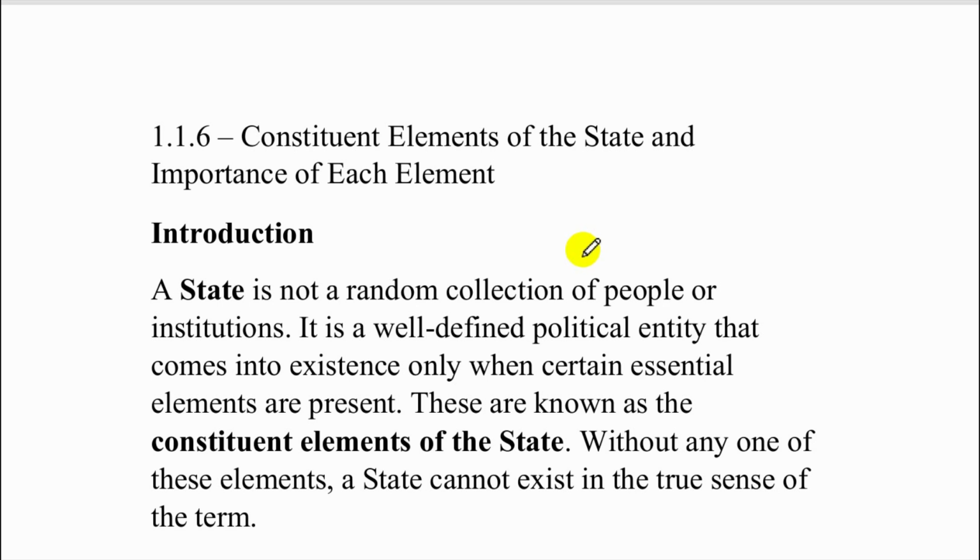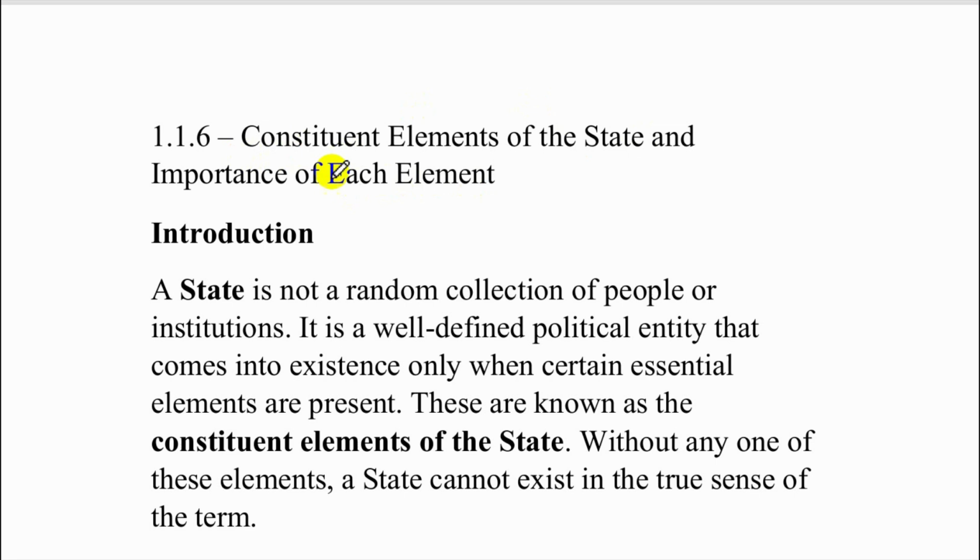Hello and welcome back to part 6 of the video on political science subject for the first year BA LLB students. In this video, I am covering topic number 1.1.6, which is the constituent elements of the state and the importance of each element. Now, what is constituent? Constituent means parts or elements of a state.